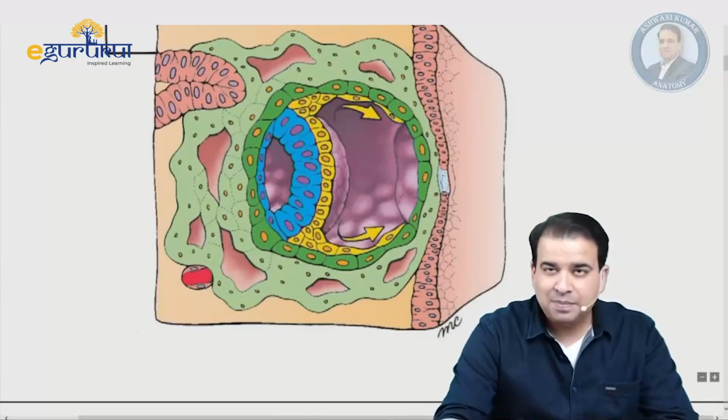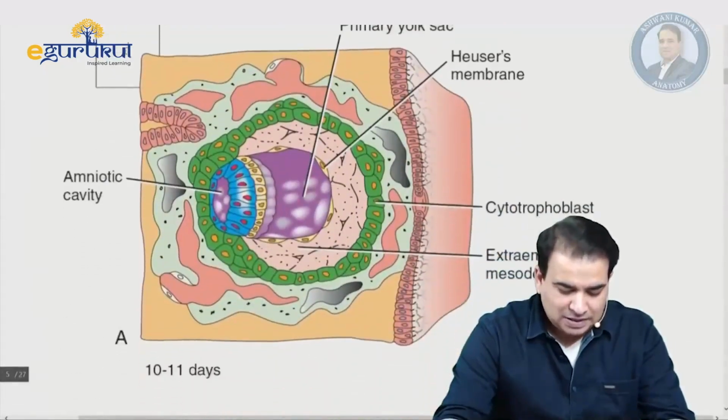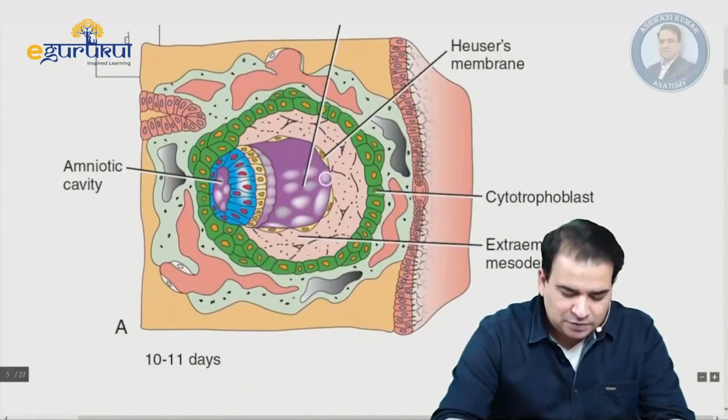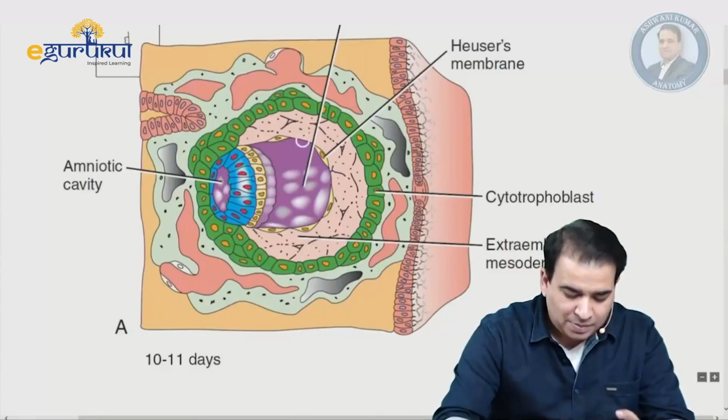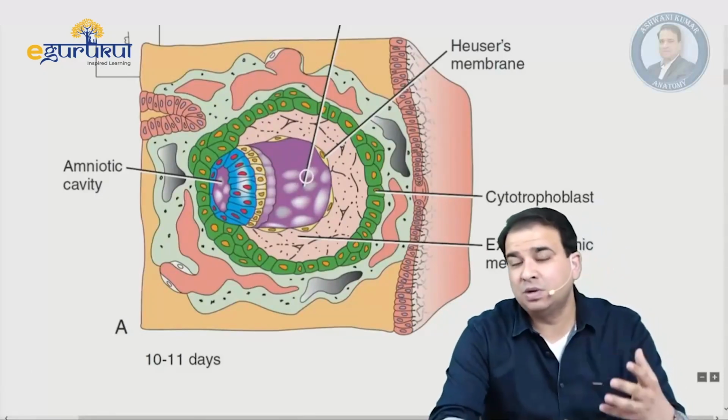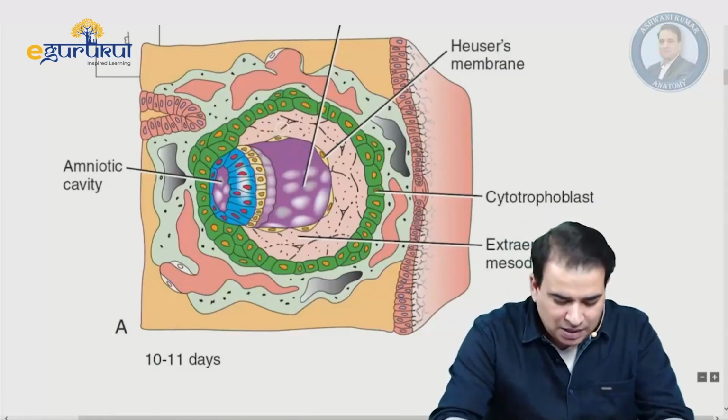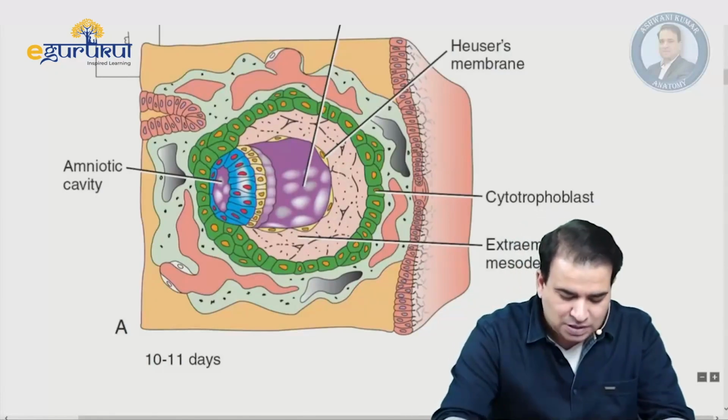Let me take you to the next step. What we discuss next is that once this Heuser's membrane is formed, look at this, this is a Heuser's membrane. Once this Heuser's membrane is formed, the primary yolk sac will give rise to the mesoderm called extra embryonic mesoderm, and this here is the extra embryonic mesoderm that you see outside. This is the extra embryonic mesoderm.